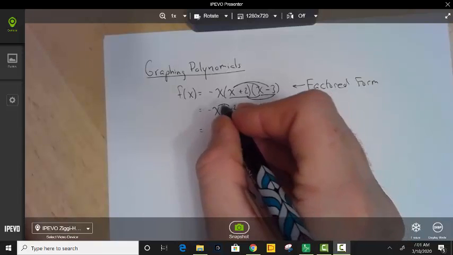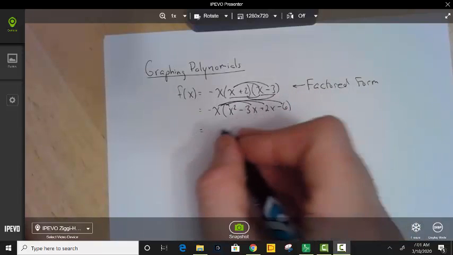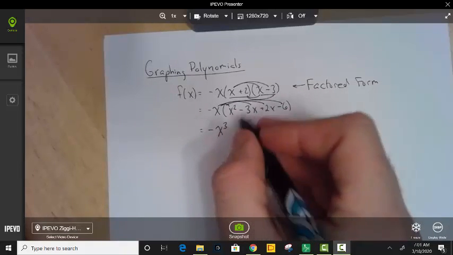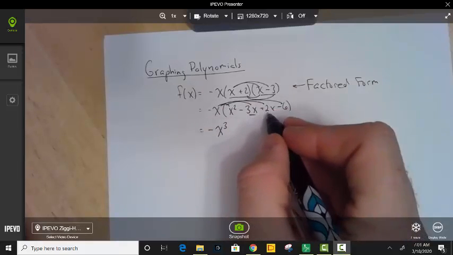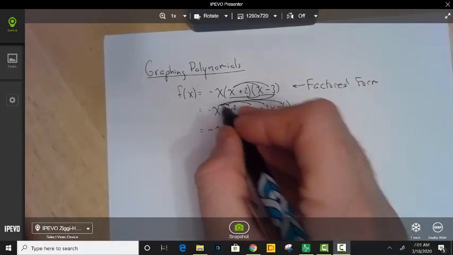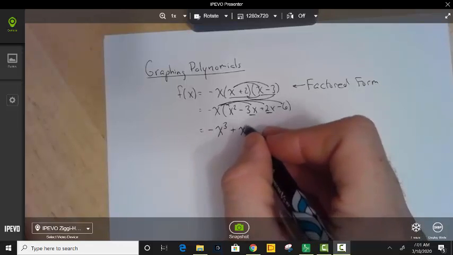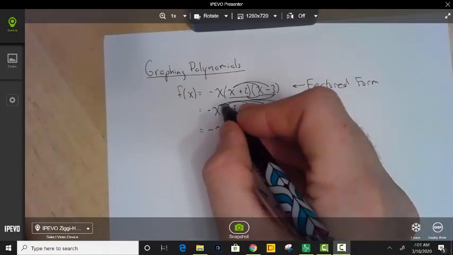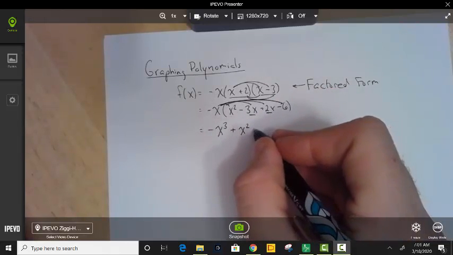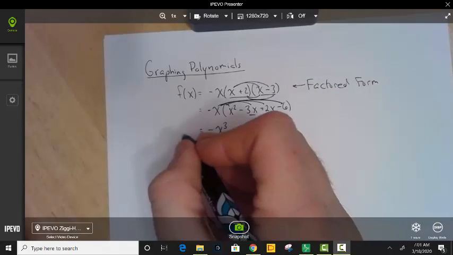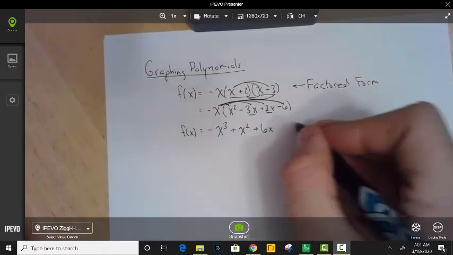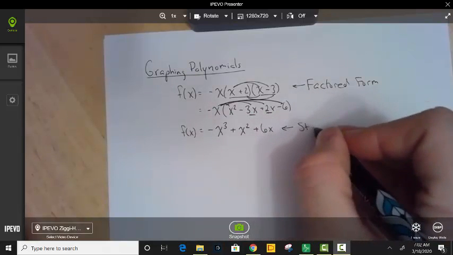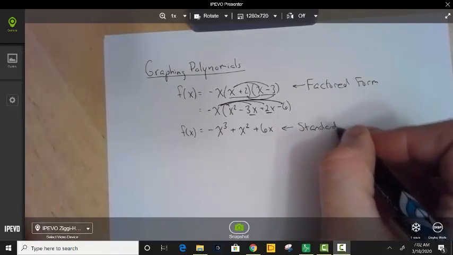And then when we distribute this in and combine like terms, what we'd get is negative x to the third. We have a negative 3x and 2x, which makes negative 1x. Timesing by another negative x gives us a positive x squared. And then negative x times negative 6 gives us positive 6x. And that gives us our polynomial that's written in standard form.